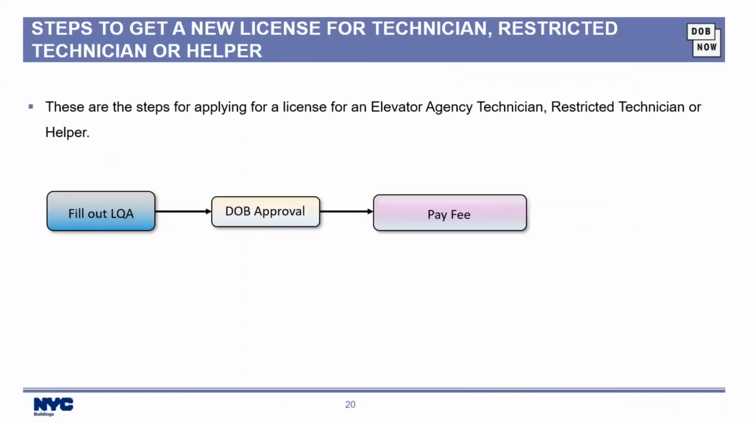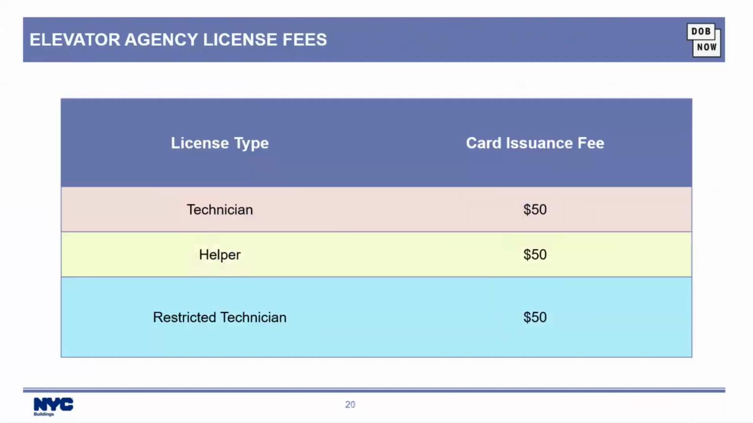At this point, the technician, restricted technician, or helper needs to pay a fee for the license. Once that is paid, they're going to be able to print the license directly from DOB Now, and we will show you how to do that. So the card issuance fee is the same for technicians, restricted technicians, and helpers, and that is $50. That's the only fee associated with these three license types.